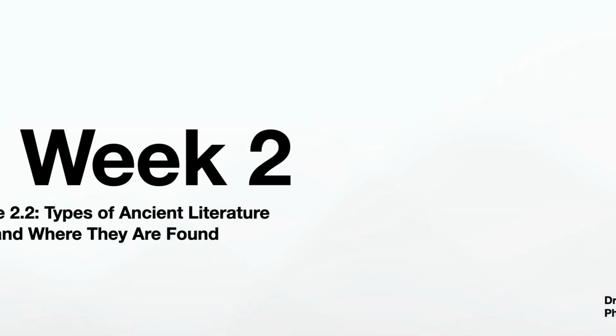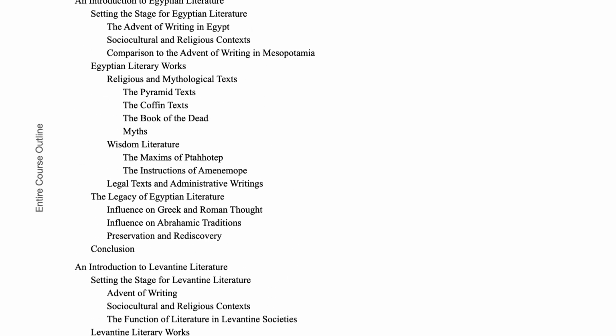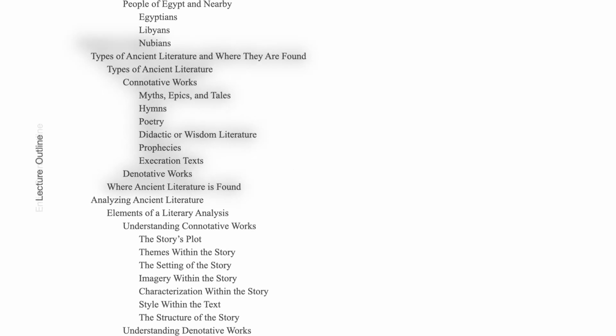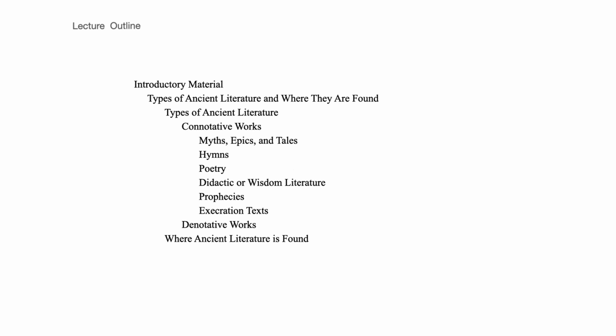In the second lecture of the second week, we're going to be talking about the differing types of ancient literature that you'll be reading, and of course, where those pieces of literature are found. We'll be going over connotative works, which are the more artistic pieces of literature, and the denotative works, which are the less artistic. But we'll get into that as we proceed with the lecture. For now, let's jump right in.